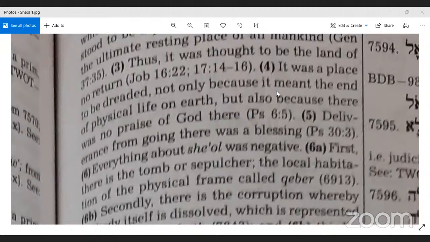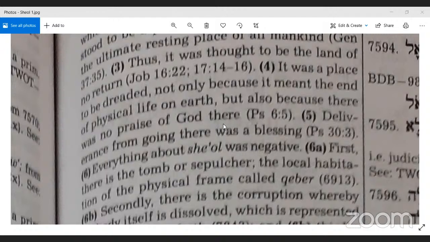So we need to think carefully about this, right? Because it meant the end of physical life on earth, but also because there was no praise of the Most High there. Where? On earth, right. So there, in that place on earth. I don't know, Jediah, what do you think? There was no praise of the Most High there.